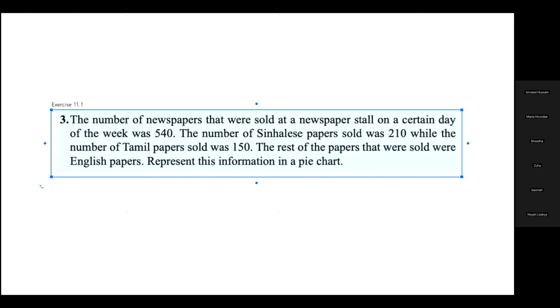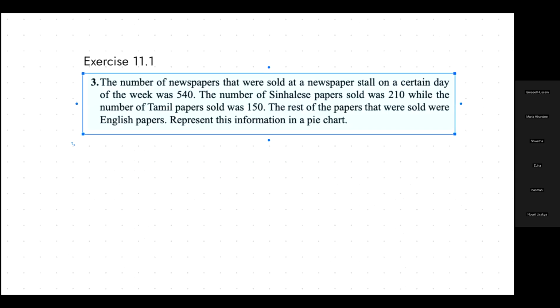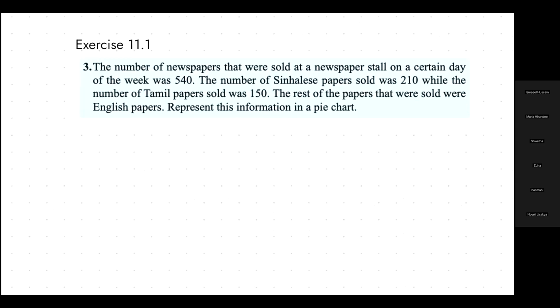Okay, now straight away, correct your homework. The number of newspapers that were sold at a newspaper stall on a certain day of the week was 540. The number of Sinhalese papers sold was 210, while the number of Tamil papers sold was 150. The rest of the papers that were sold were English papers. Represent this information in a pie chart.